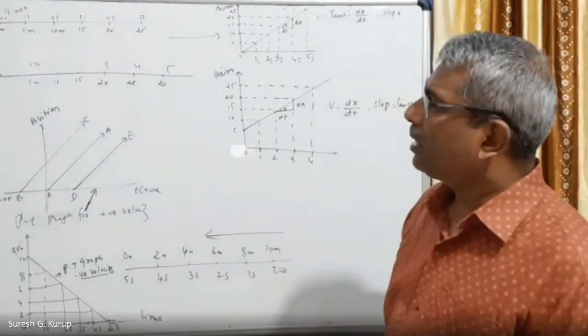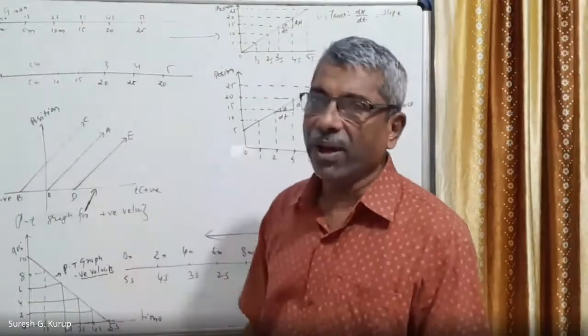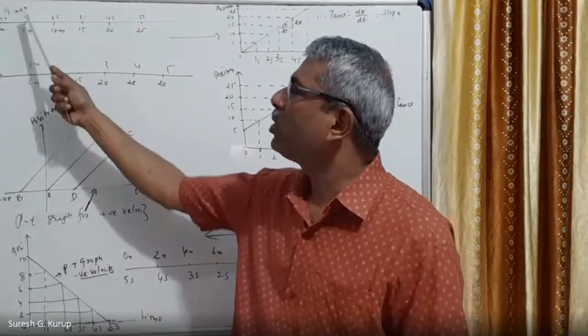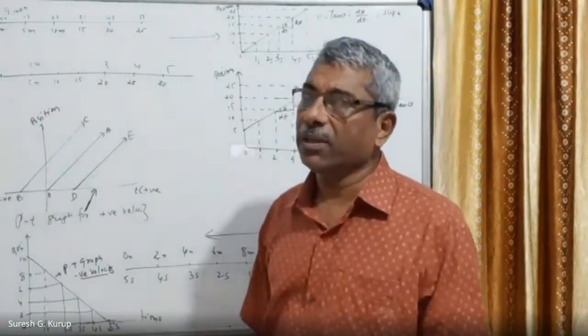Right? Between 2 seconds and 1 second, what is the distance traveled? That is equal to 10 minus 5, which is 5. What is the velocity then? 5 divided by (2 minus 1) is equal to 5 meters divided by 1 second, which is 5 meters per second.